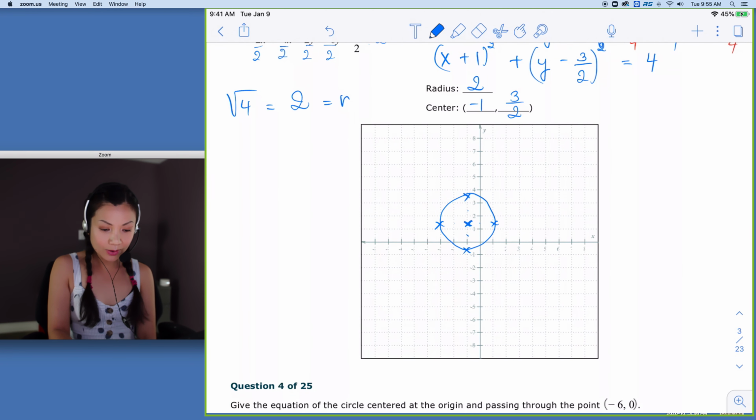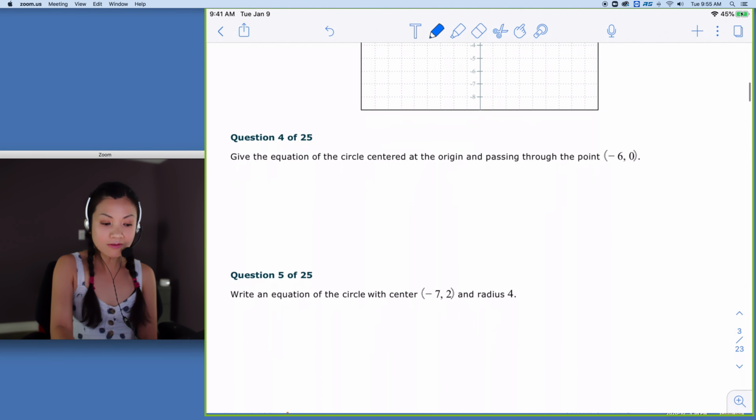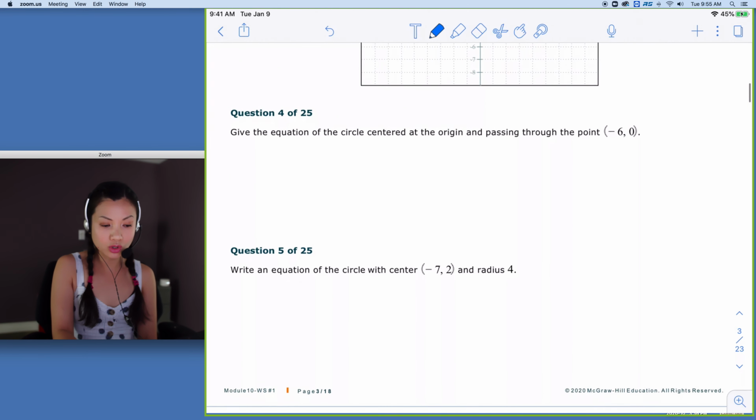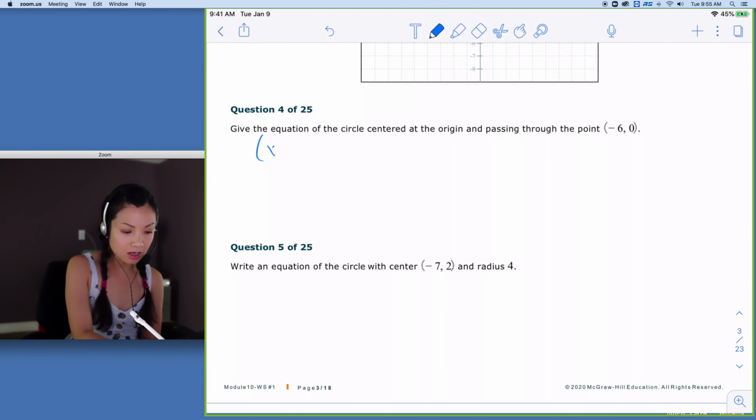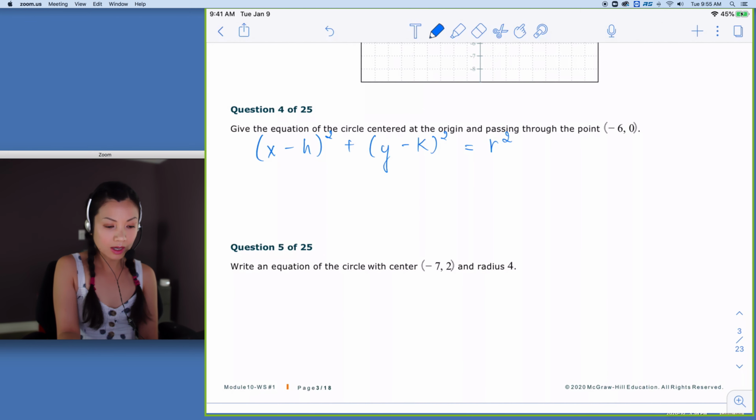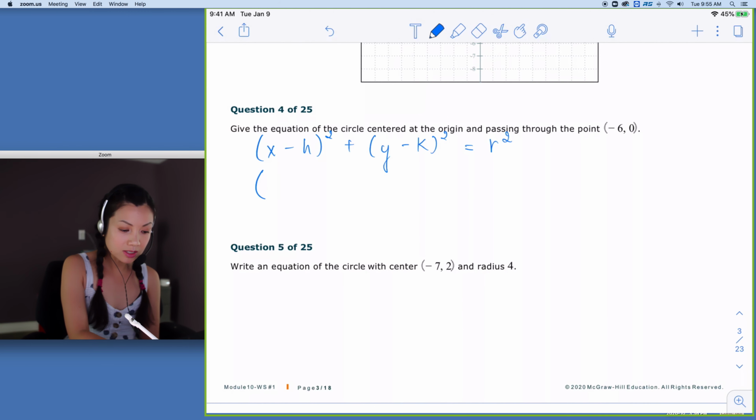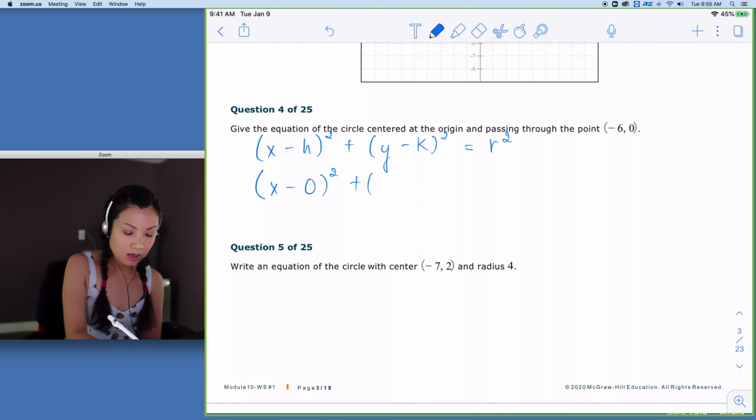Okay, now they give you the information and they want you to write the equation for the circle. So let me just go ahead and write the general form to remind you. You should have this memorized. R squared. Okay, so they give you the center at the origin. The origin is 0, so I'm going to put x minus 0 squared plus y minus 0 squared equals.